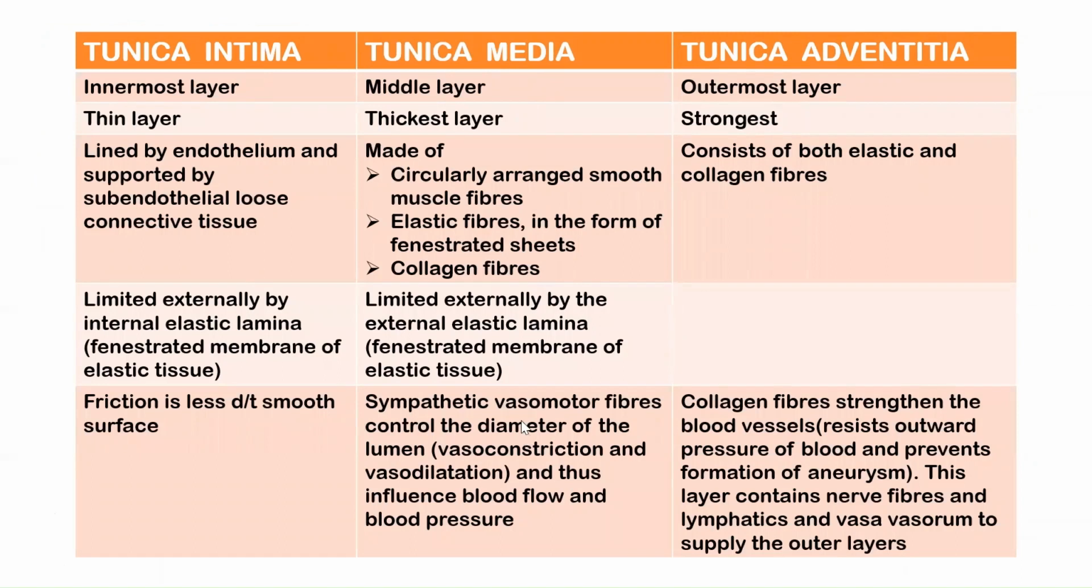The diameter of the lumen is controlled by the sympathetic vasomotor fibers. The tunica adventitia is the outermost layer. It is the strongest layer consisting of the collagen fibers. These collagen fibers strengthen the blood vessels. That is, they resist the outward pressure of the blood and thus prevent formation of aneurysm. This layer also contains the vasa vasorum and the nervi vasorum.